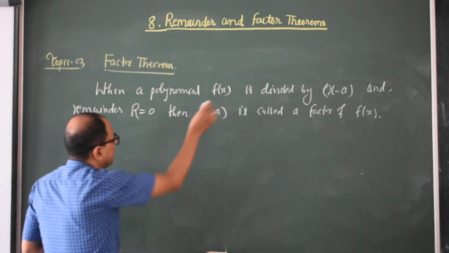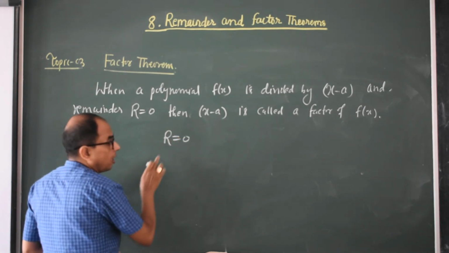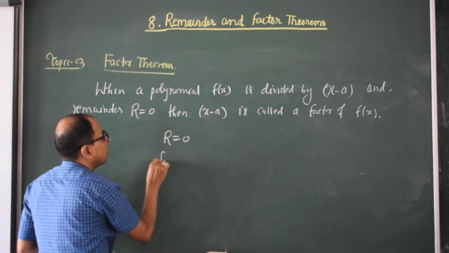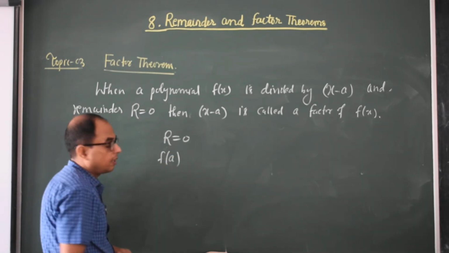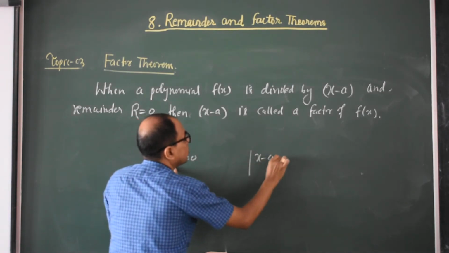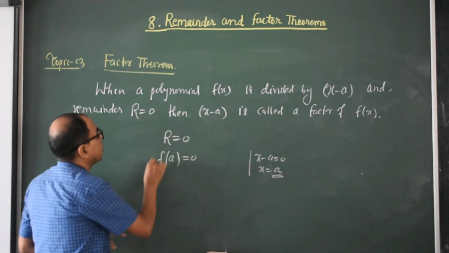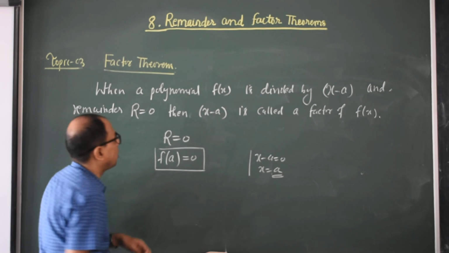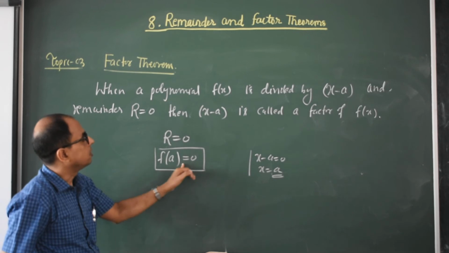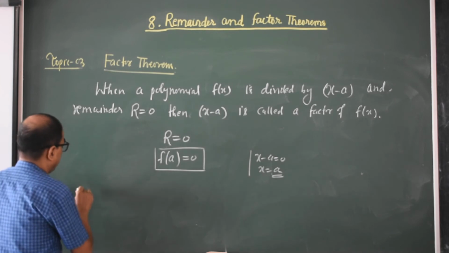Clear? It means the remainder must be 0, and according to the remainder theorem, what is the value of the remainder? f(a). It must be 0. And what is a? Put the divisor equal to 0, so you will get the value of x from here. This is called a. So if f(a) equals 0, that means the value of the polynomial at x equal to a is 0, then you can say that x minus a is a factor. Clear? So, example.